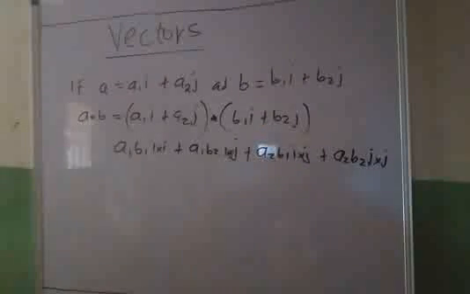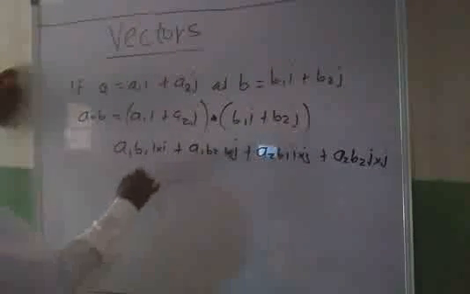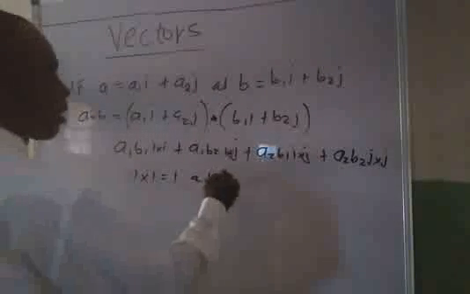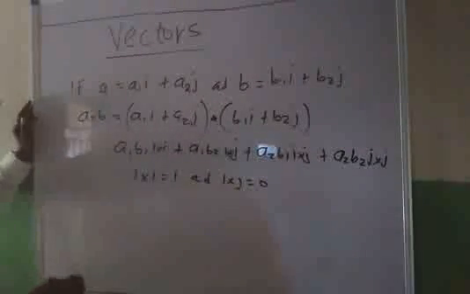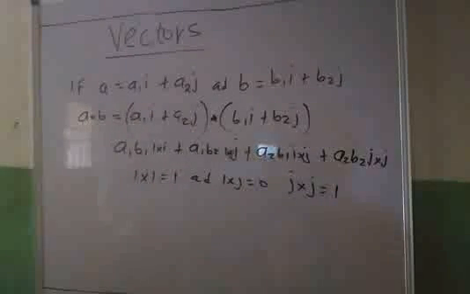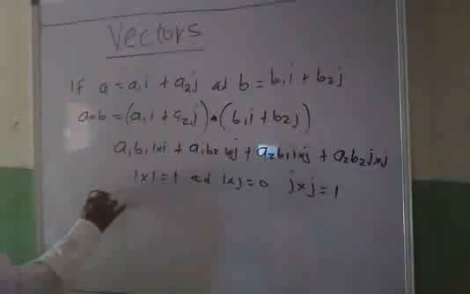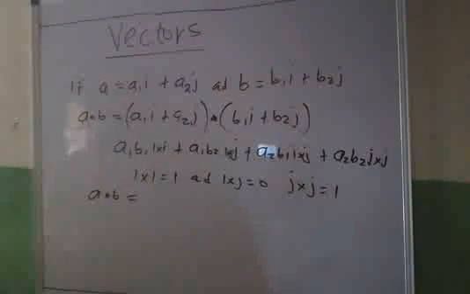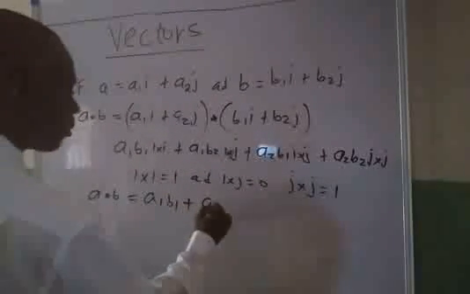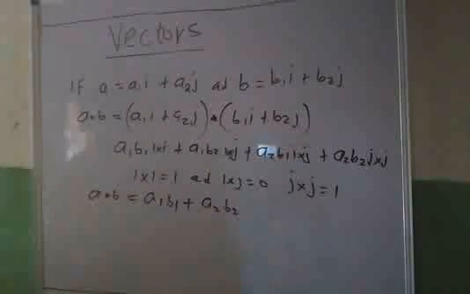So, we know that i times i is equal to 1, i times j is equal to 0, and j times j is equal to 1. So with that, our A dot B finally becomes A1B1 plus A2B2. So this will be the dot product, or what we call the scalar product of the vectors.